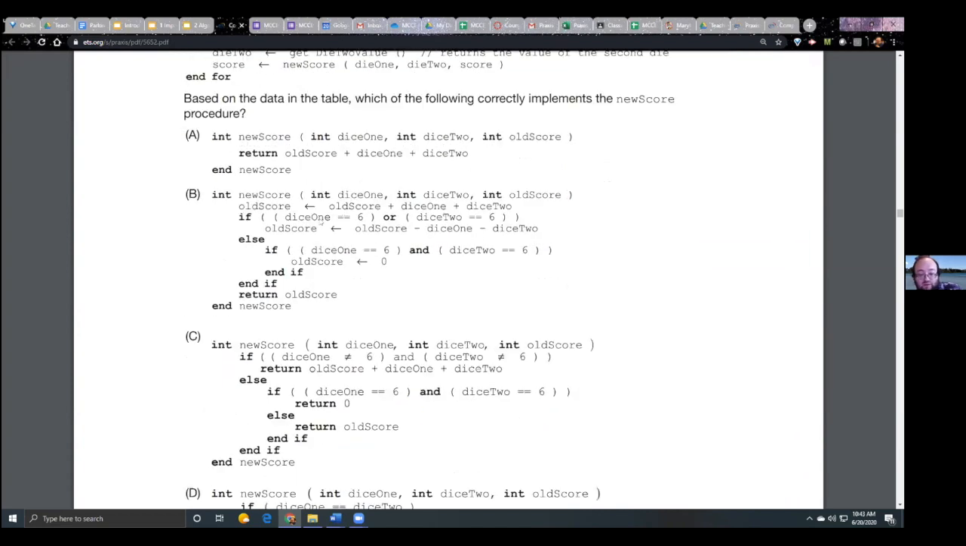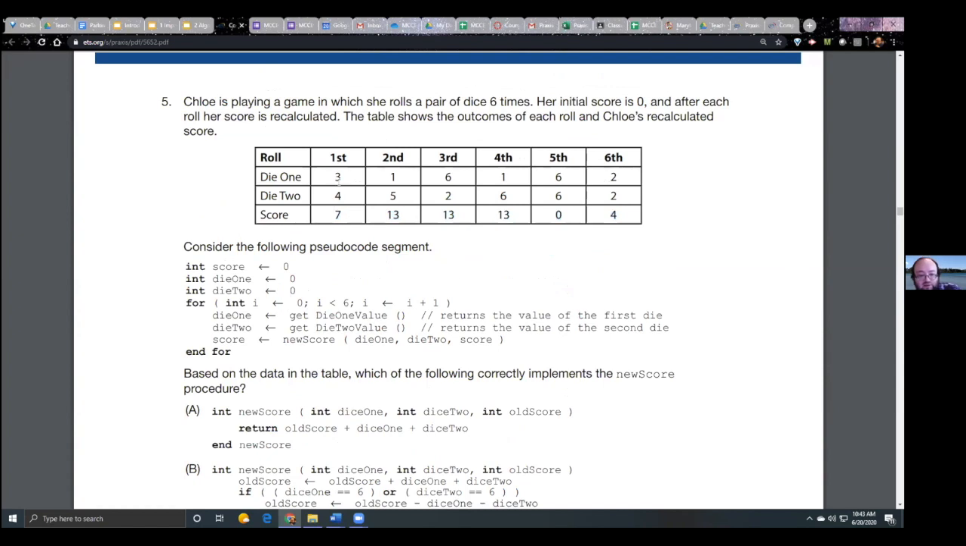So you can see clearly the first time, it looks like 3 plus 4 is 7, and 1 plus 5 is 6, and 7 plus 6 is 13. But that pattern stops, right? Because the score remains 13 even after the third roll. Yeah. It doesn't add anything. And then somehow on the fifth roll, it gets reset back to 0. How does the score get reset back to 0?